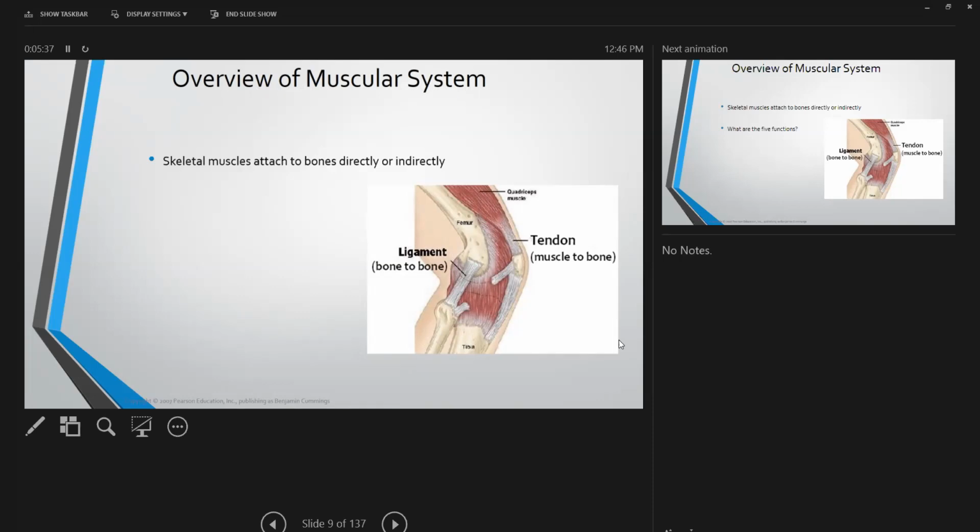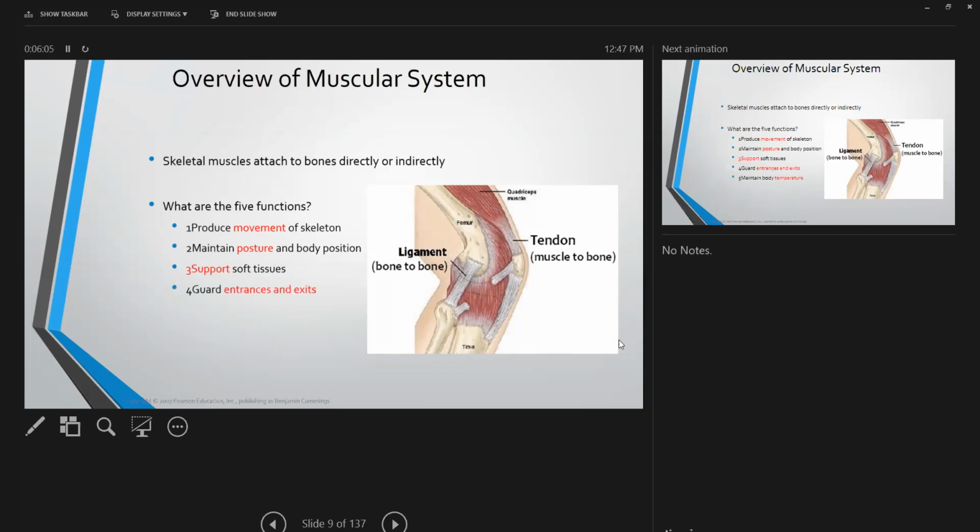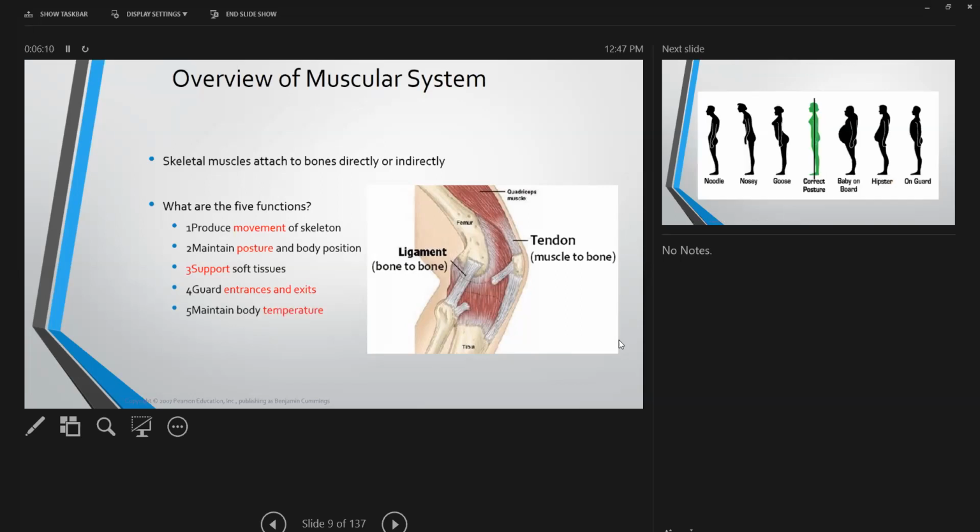Skeletal muscles will attach to bones either directly or indirectly, indirectly via a ligamentous structure or another muscle that they're anchored to. The functions of these skeletal muscles include five primary functions: one, to produce movement of the skeleton; two, to maintain posture and body position; three, to support soft tissues; four, to guard entrances and exits like sphincters; and five, to maintain body temperature.